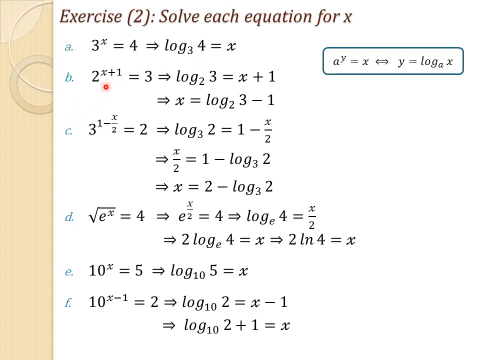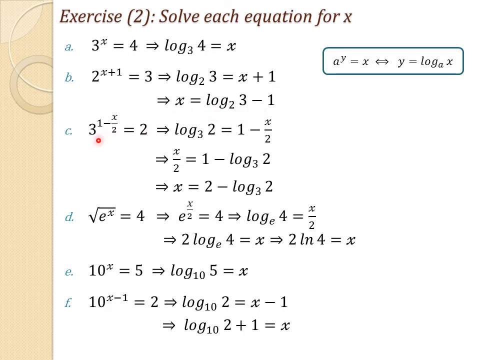B, 2 power x plus 1 equal 3. We also have it in an exponential form. So we transfer it. It's going to be logarithm 3 base 2 equal x plus 1. Now we transfer the term of 1 to the other side of the equation. It's going to be x equal logarithm 3 base 2 minus 1.